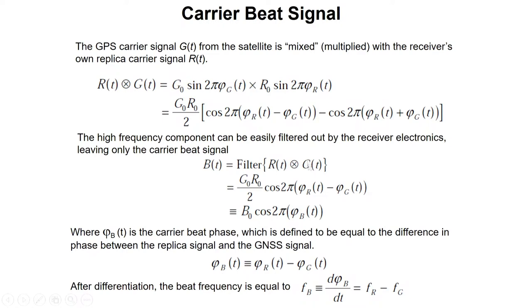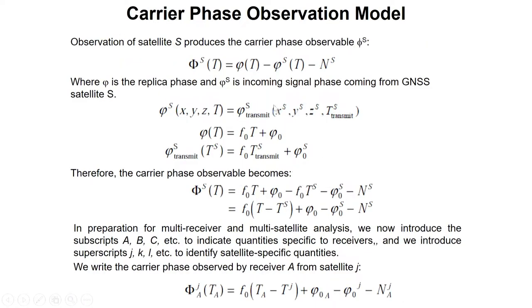RT into cross correlation GT. So we get the low frequency component, and this is the formula for it. After considering this phi bt, which is basically the phase signal, the subtraction between your replica signal and your carrier signal, your satellite signal. And this is the frequency of the replica and the carrier, your satellite frequency. And this is the carrier phase observation model.